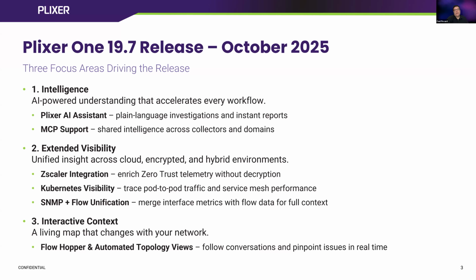So these three areas are what we're defining as adaptive visibility, with intelligence, visibility, and context moving at the same speed that your network does and giving you great insight into what's happening in your environment as a whole. So that's the overview of it.